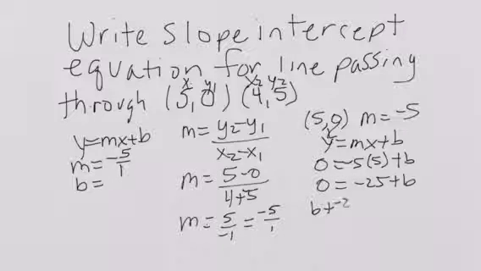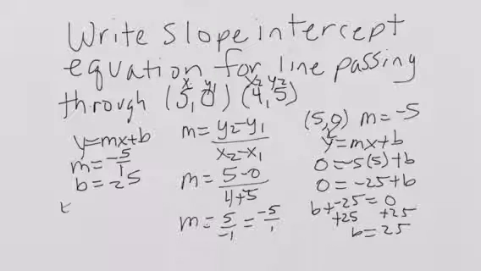b plus -25 is equal to 0. We did symmetrical and commutative property of addition all in one step. We zero pair out the 25, so b is equal to 25. So our b is 25, so our equation then is going to be y is equal to -5x plus 25.